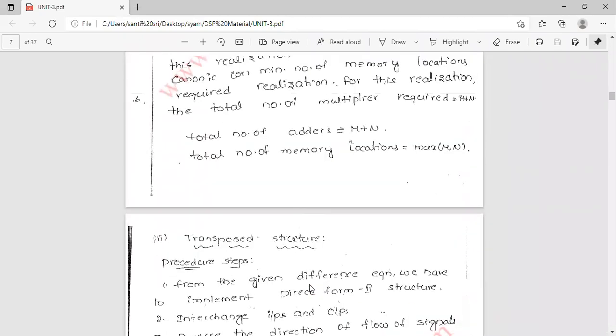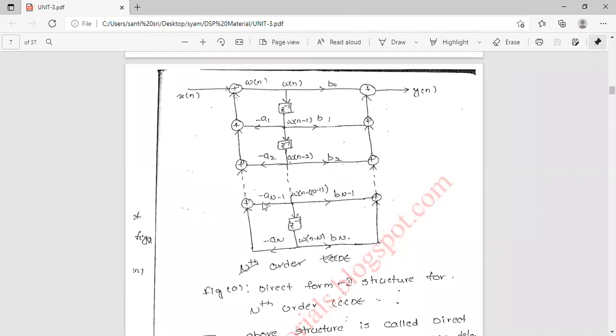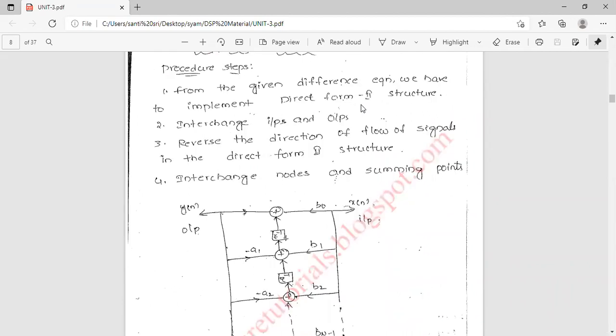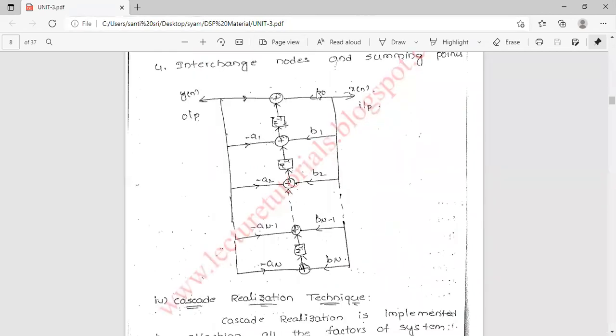See in the above diagram, these are the summing points and these are the nodes. So interchange nodes and summing points. The summing point will come here and the node will come here. This summing point will come here and the node will come here. So these are the summing points, and this is the node. This is the transposed structure of the above diagram, that is, the transposed structure of the direct form 2 structure. That is the third technique.